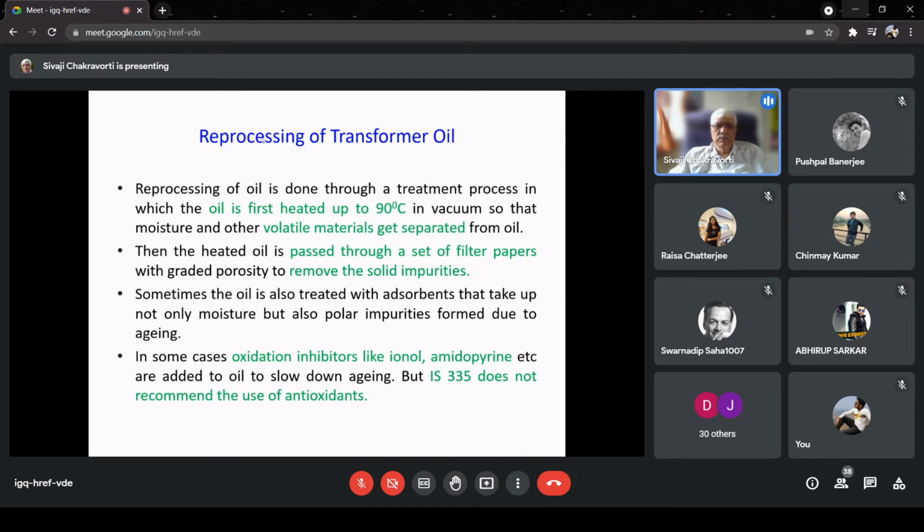While this process goes on, after some hours we take a sample, do the breakdown voltage test and see whether the property has improved. If it has not improved, we keep on running the treatment process till we get the proper breakdown voltage. Sometimes we use adsorbents that can take out moisture and other polar impurities, but not always. Sometimes oxidation inhibitors are used, but nowadays IS 335 does not recommend the use of antioxidants because they have some other bad effects.